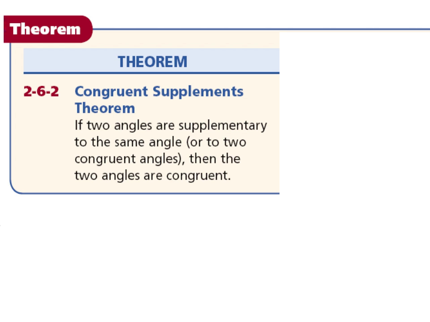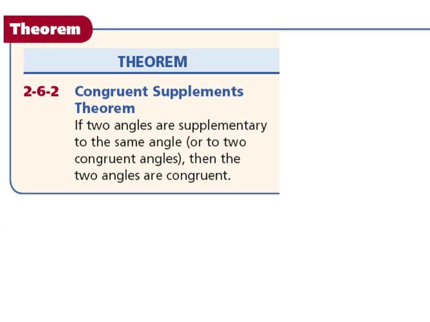Let's say we've got angle 1 as a supplement to angle 2. And then angle 5 is going to be a supplement to the same angle, angle 2. That would be the hypothesis in an example. What's the conclusion say we're going to have? Then the two angles are congruent. What two angles? 1 and 5. So out of this, the theorem is saying we should get angle 1 congruent to angle 5.